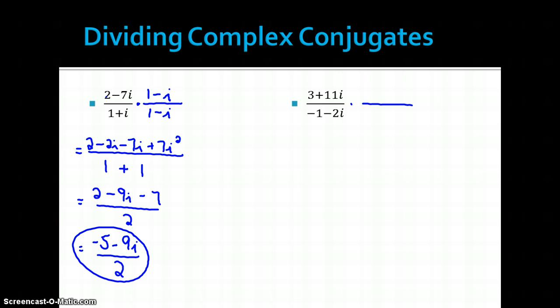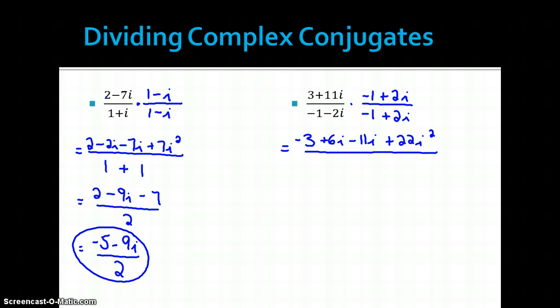A little tricky. We have negative 1 minus 2i. Remember, the negative 1 doesn't change, only the 2i. So the complex conjugate is negative 1 plus 2i. So negative 1 plus 2i is what we multiply by there. Our numerator, 3 times negative 1 is negative 3. 3 times 2i is 6i. 11i times negative 1 is minus 11i. And then 11i times 2i is plus 22i squared.